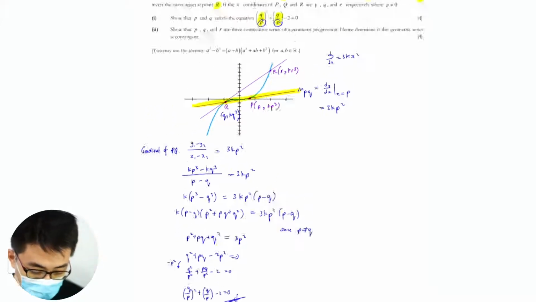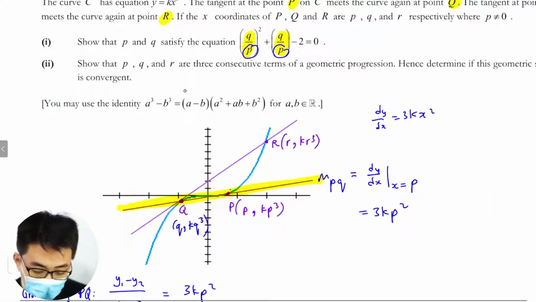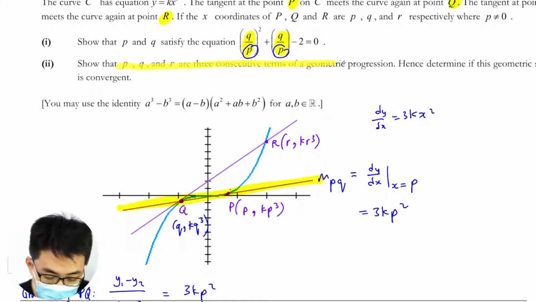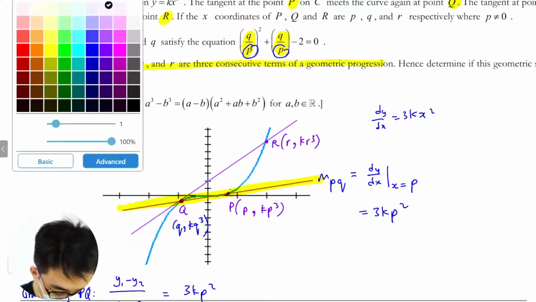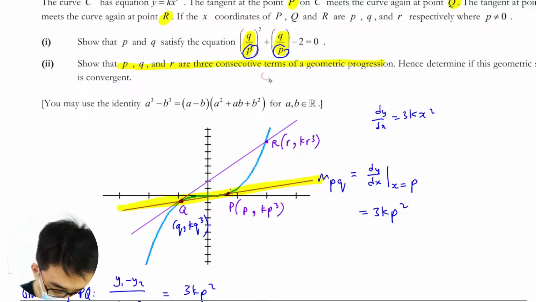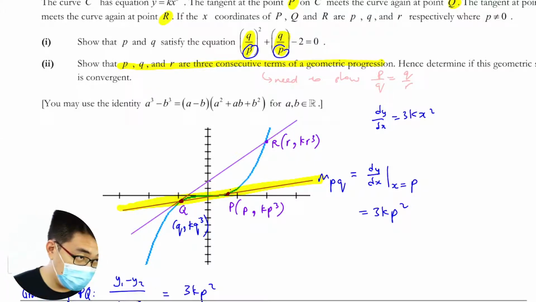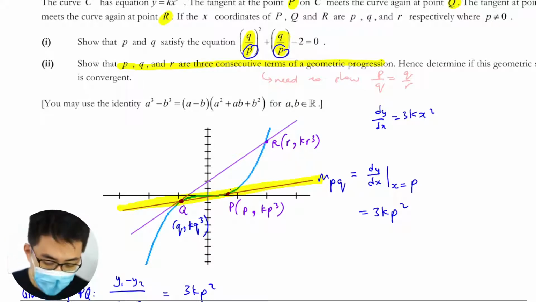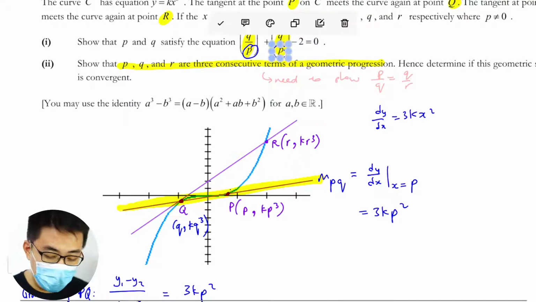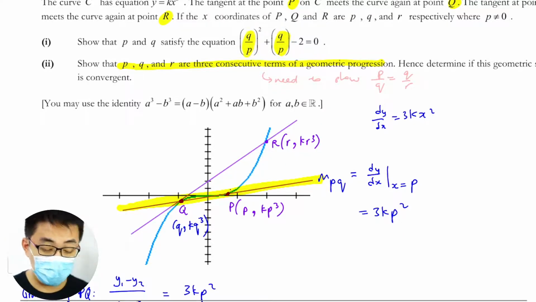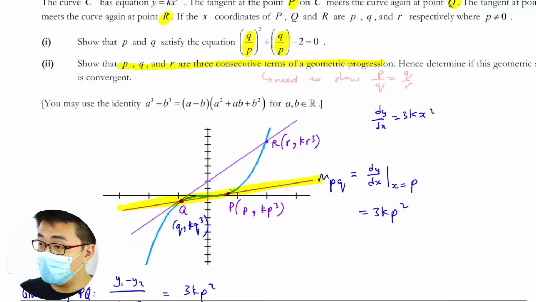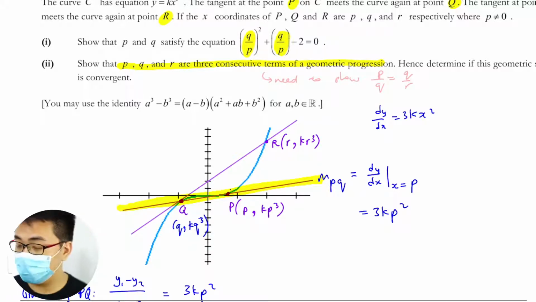So part 2: show that P, Q and R are three consecutive terms of a GP. Meaning you need to show P over Q is equal to Q over R. That's the first thing you must be able to tell. Now for the first part, we have the relationship between P and Q. So now you need the relationship between Q and R, or P and R, doesn't matter.